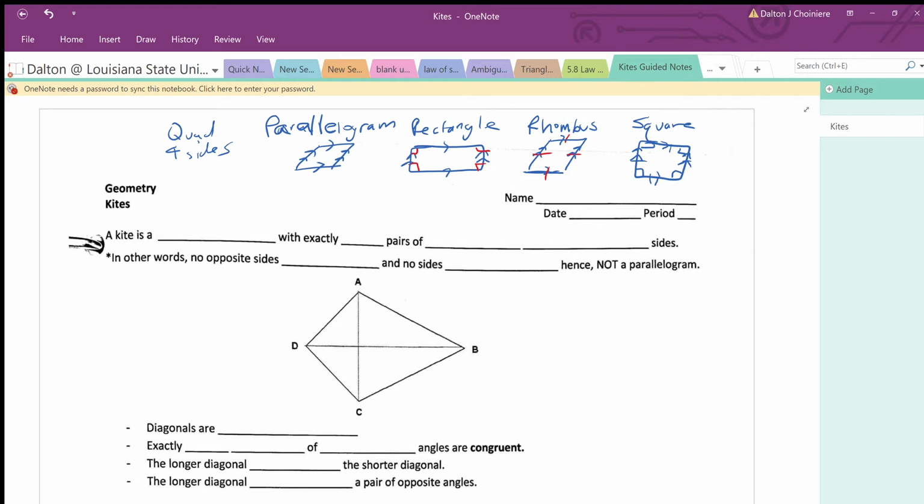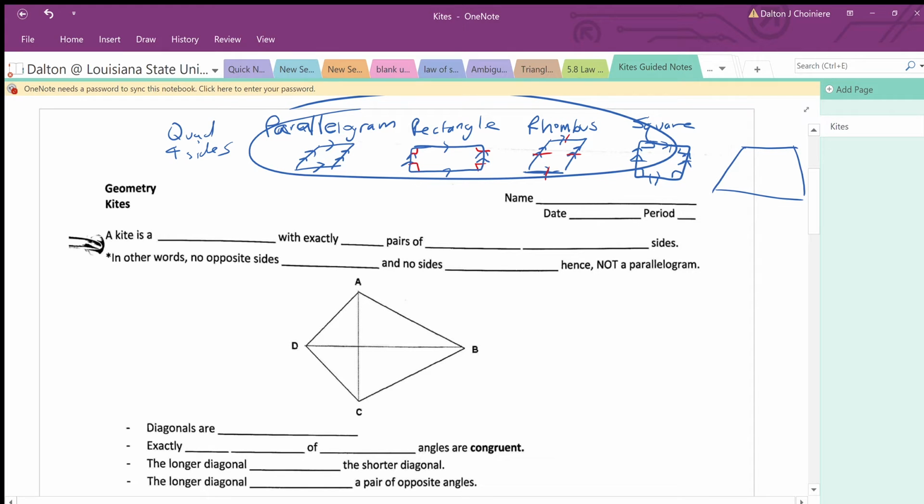And then yesterday, we talked about a trapezoid. The main difference between all these shapes and a trapezoid was that the trapezoid only had one pair of parallel sides. That's it. The other pair could be congruent, but not necessarily. But they're definitely not parallel.